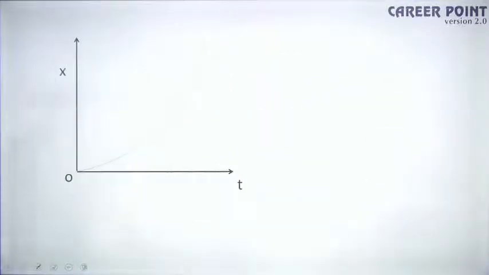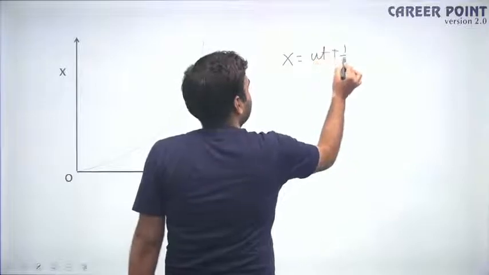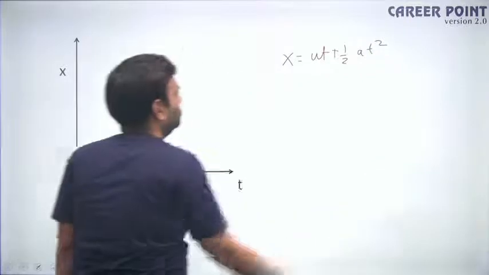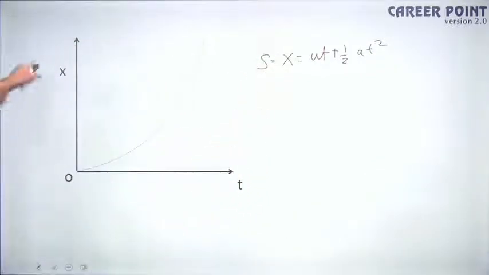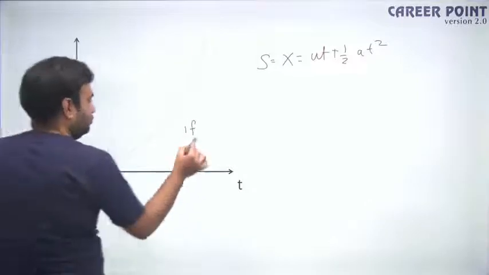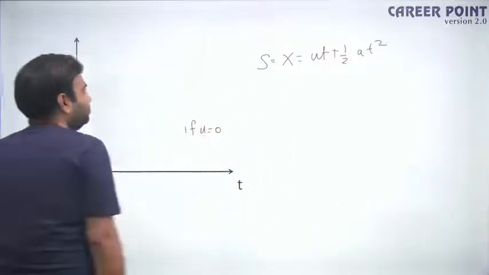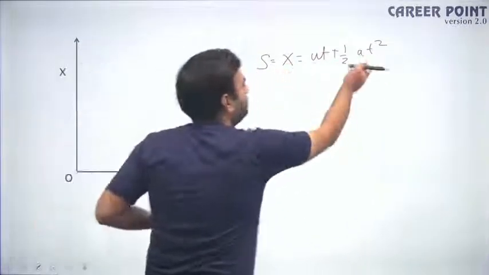Now, see, displacement, which is x, will be ut plus half at square. If I take displacement as x, this is the displacement if u is equal to 0. So this is the displacement time graph, because this is the equation of a parabola.